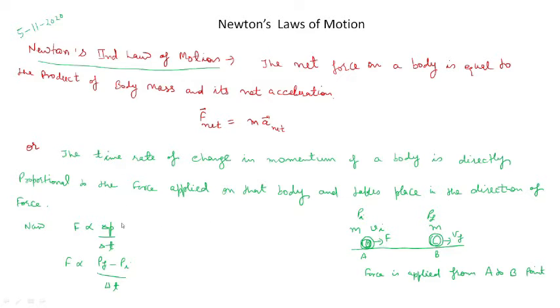Now according to the statement, we can write applied force F is proportional to delta P upon delta T. Delta P is change in momentum and delta T is time duration from point A to point B. Now we can write F is proportional to delta P, because change in momentum, so we will write it as final momentum of the body minus initial momentum of the body divided by delta T.